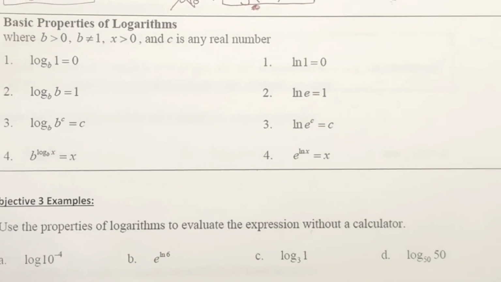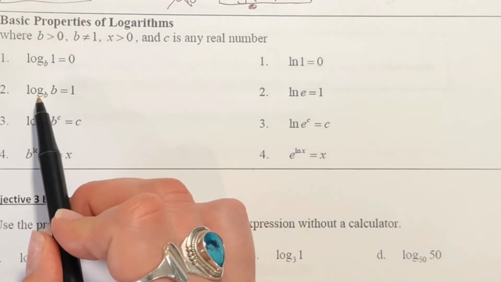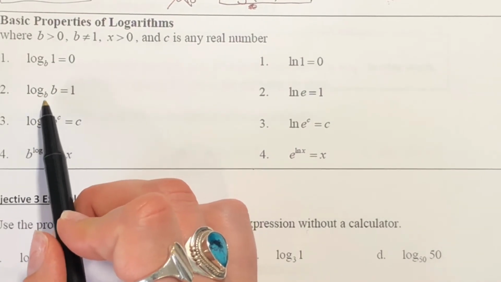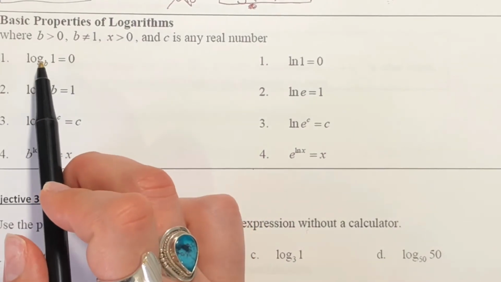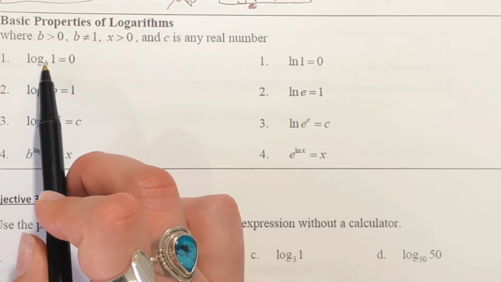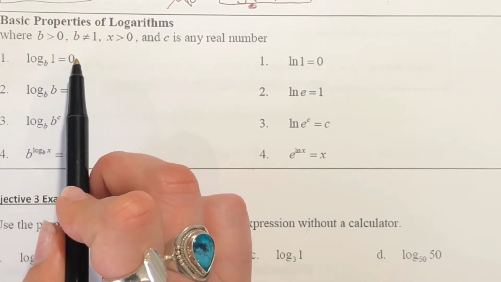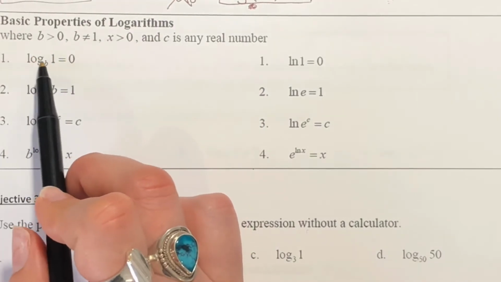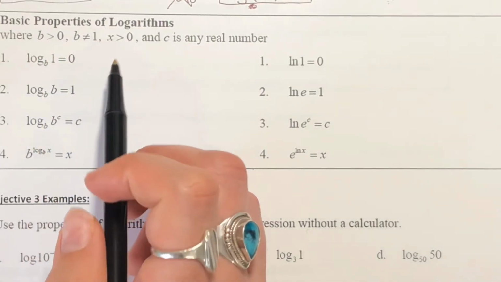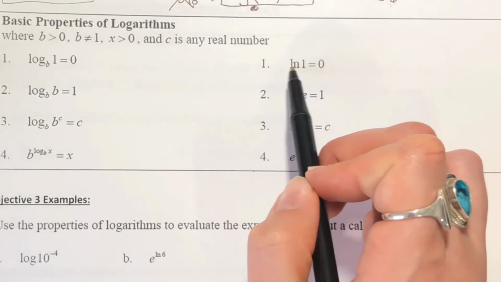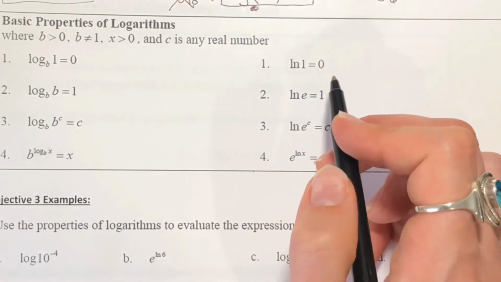So basic properties of logarithms. I just talked about this one. That's the second one right here, that if the base and the number on the inside are the same, then it just equals 1. But the first one is if I have log of any base number, if the inside number is 1, it will always equal 0. So log base 10, log base 5, whatever that base is, if this number is a 1, it will always equal 0. And on the converse of that, if I'm doing the natural log, same thing. If I have a natural log of 1, it just equals 0.